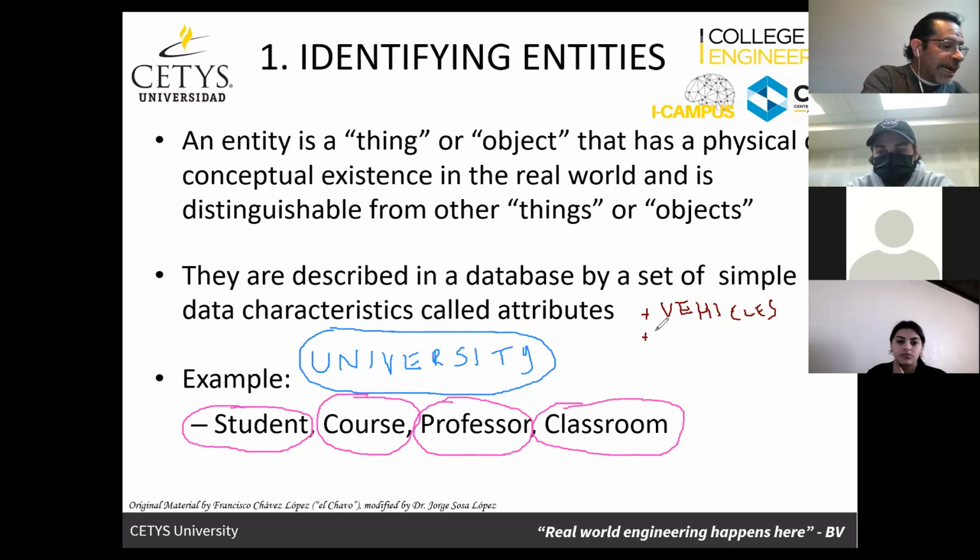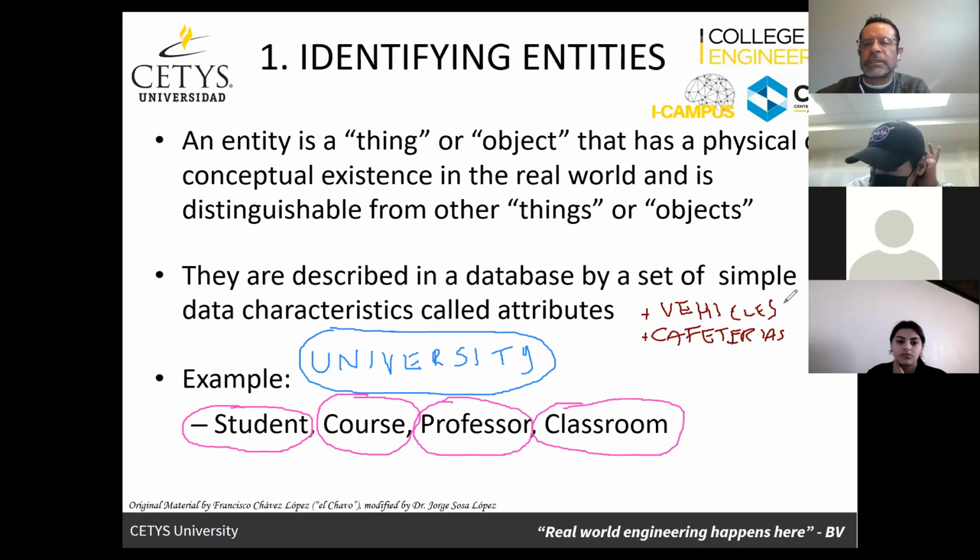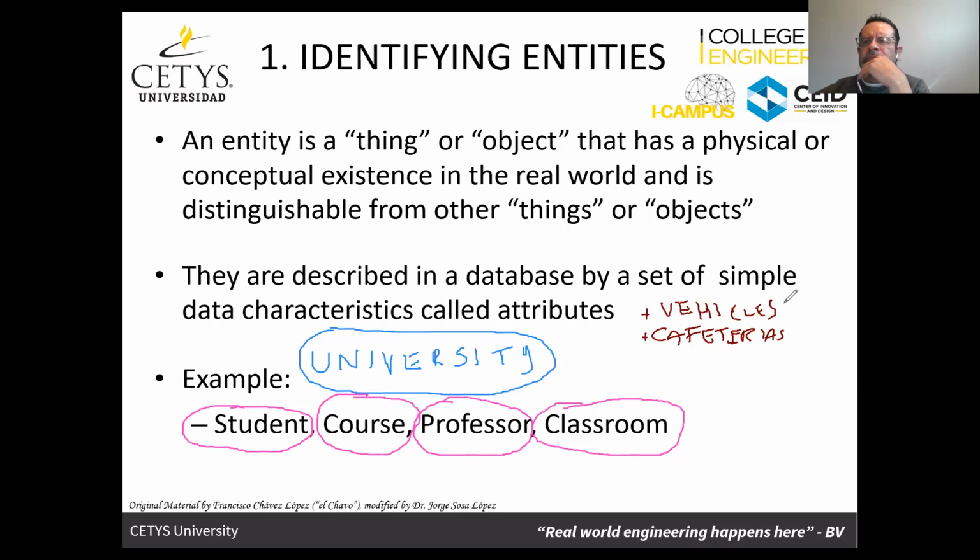Cafeteria or cafeterias, because, Arturo, would you agree that there could be more than one cafeteria on the campus? Yeah, there actually is more than one cafeteria. So let's write that down. That was a good example. My writing is still bad, but it's quicker. Cafeterias. Good example, Arturo.